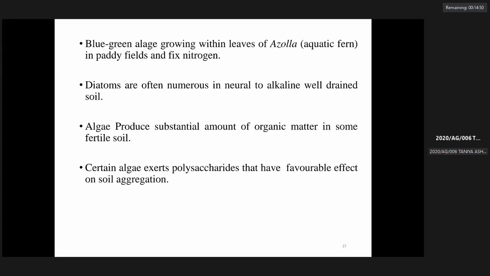Blue-green algae grow within leaves of azolla, an aquatic fern in paddy fields, and fix nitrogen. Diatoms are often numerous in neutral to alkaline well-drained soil. Algae produce substantial amounts of organic matter in some fertile soil. Certain algae excrete polysaccharides that have a favorable effect on soil aggregation.